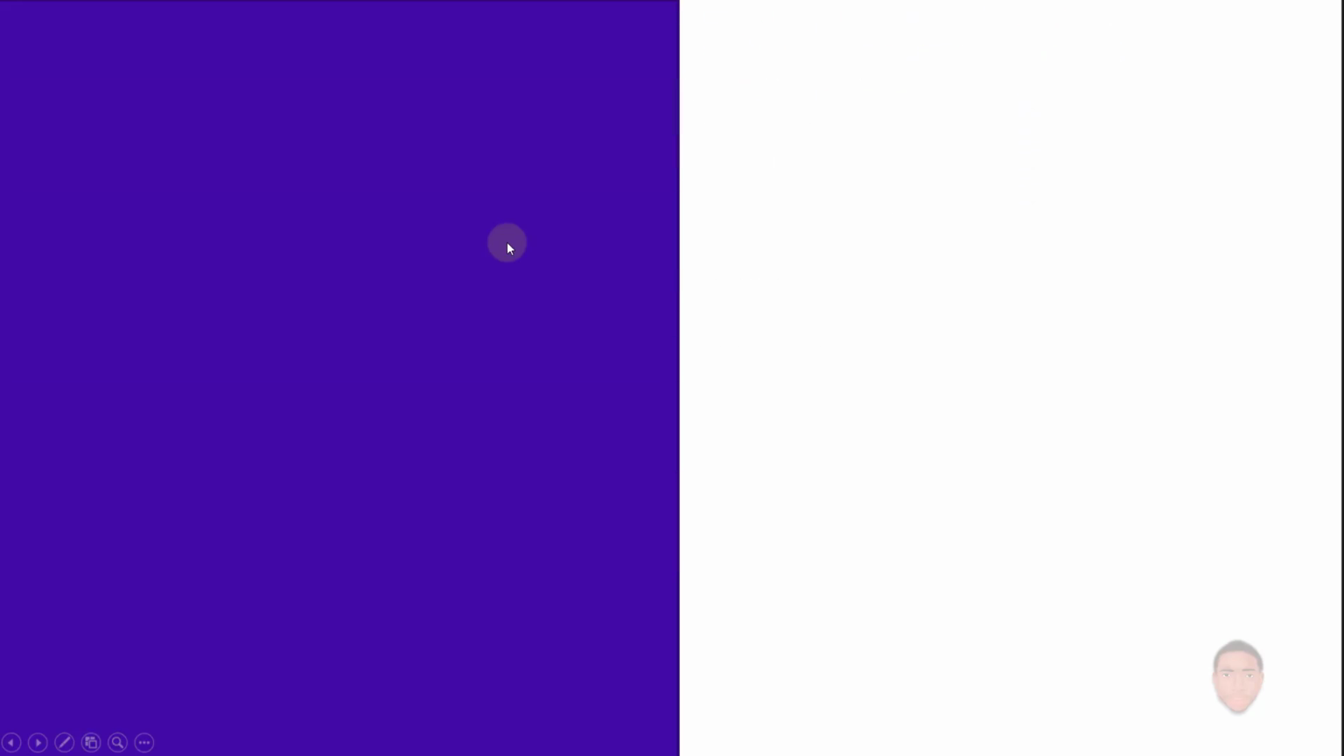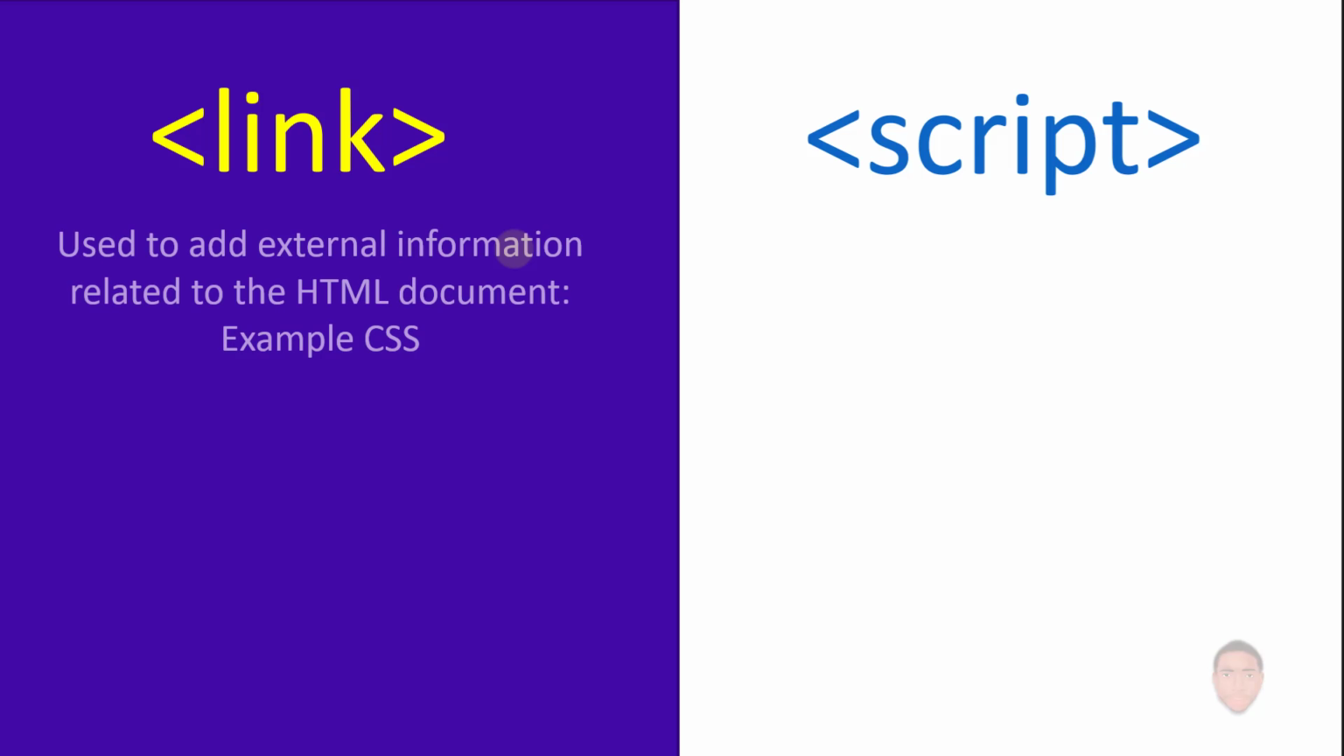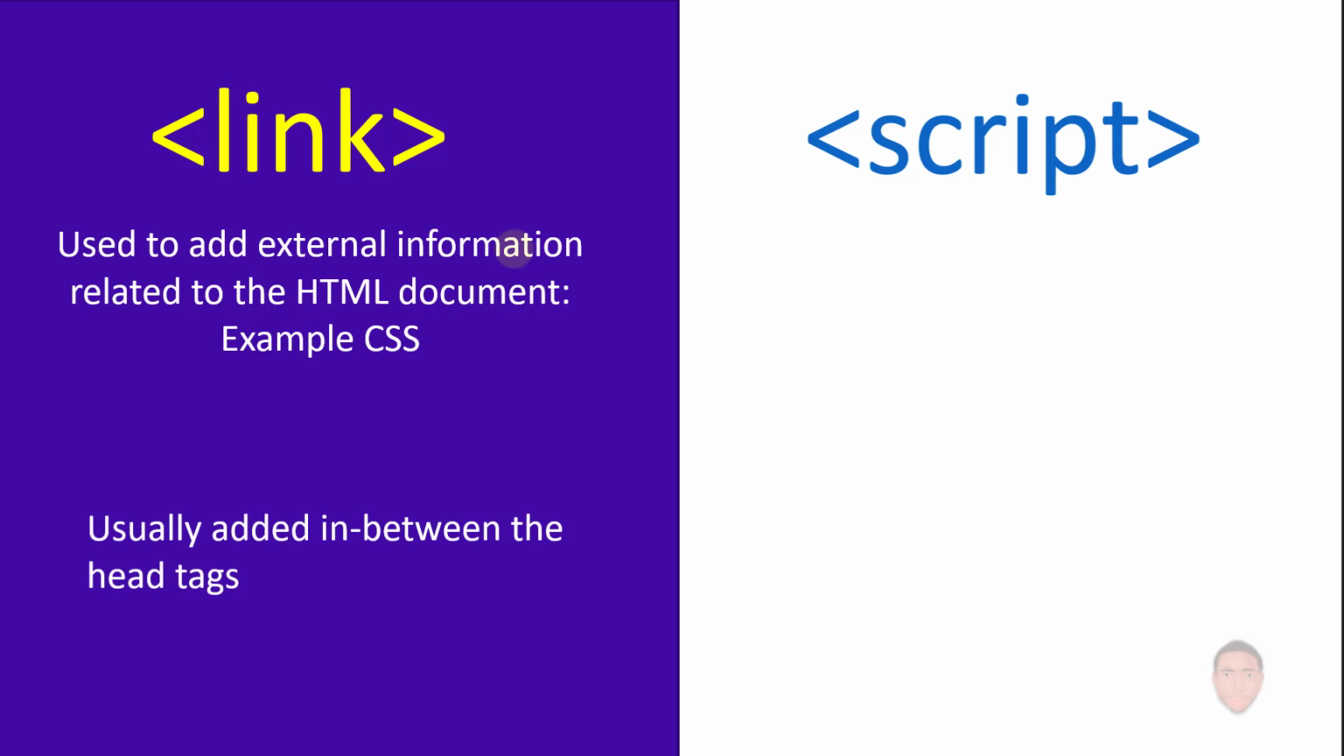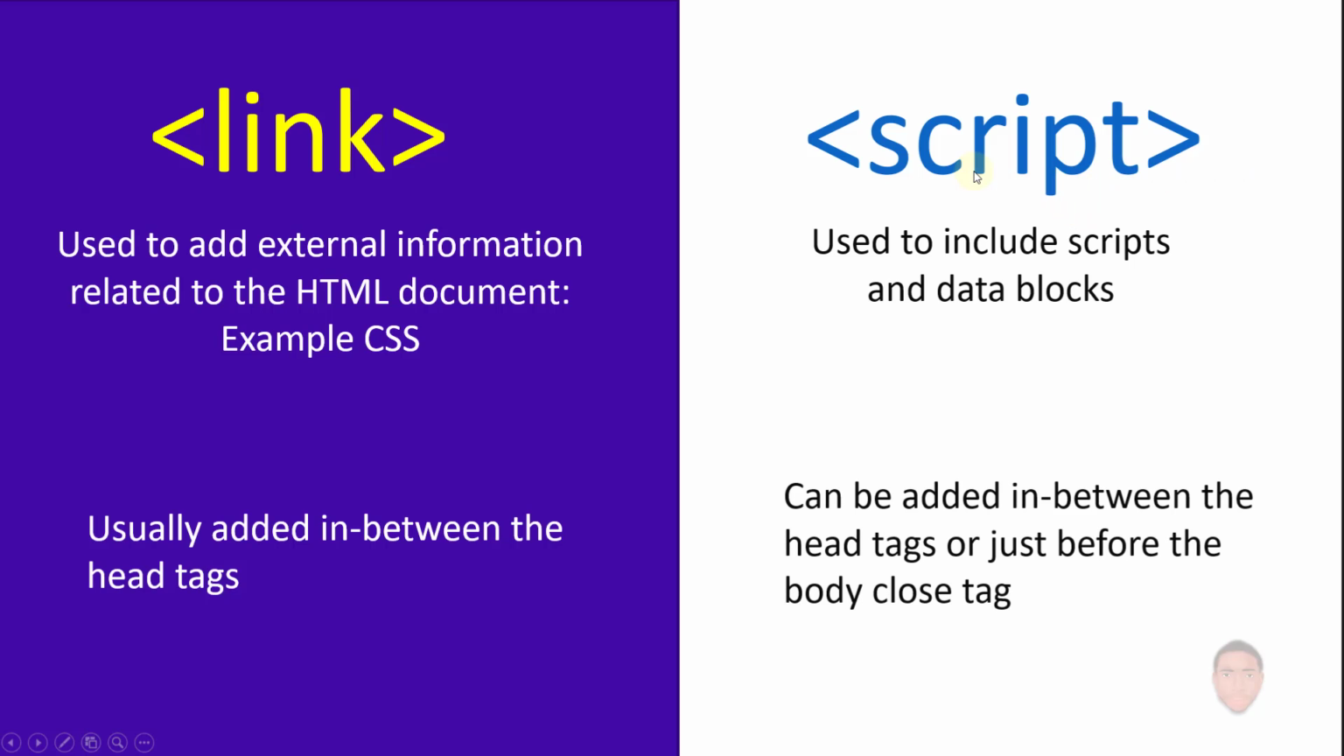Now I'm just going to talk about 2 other tags. They are not really necessary, but we're going to be using them a lot. The first one is link, and the other one is a script tag. The link tag we use to link external documents like our CSS, and we usually add it in between the head tags. You're going to be seeing that a lot. We also have a script tag. We use it to include scripts and data blocks. If you're working with JavaScript, you're going to be using a script tag to add your JavaScript. And we can add them in between the head tags or just before the body close tag.